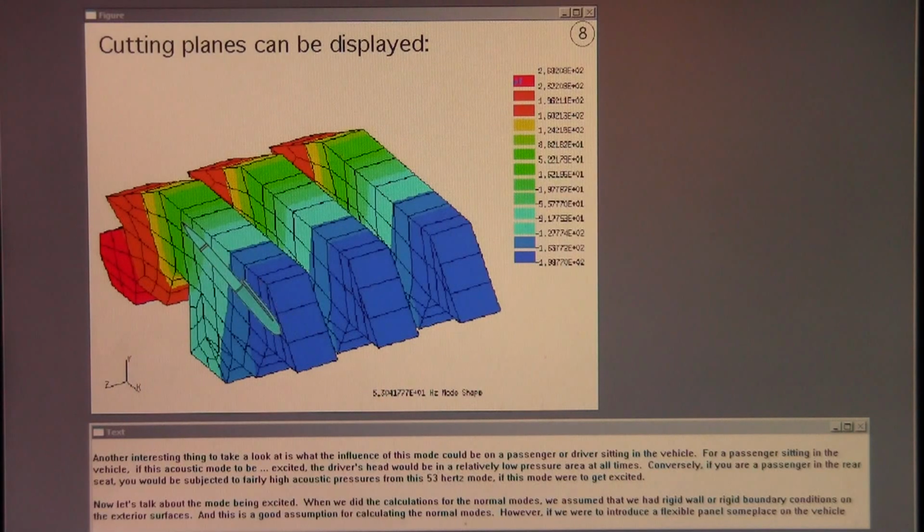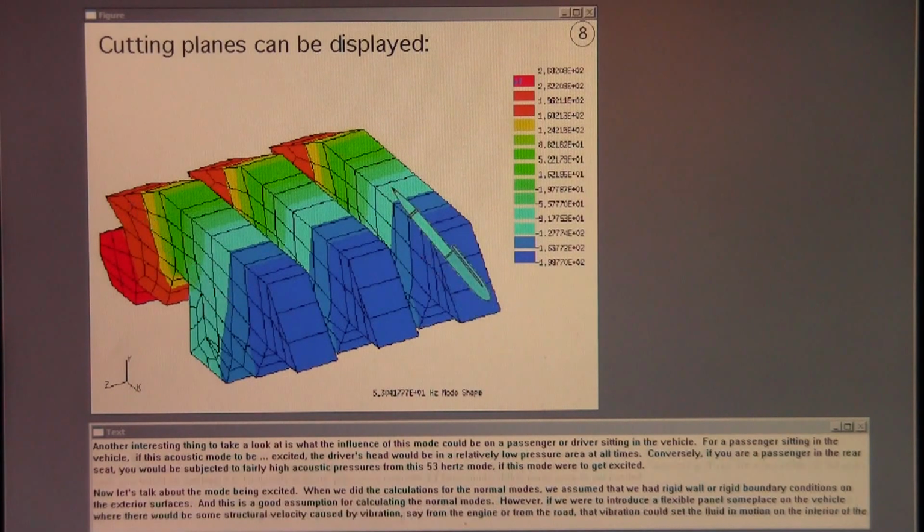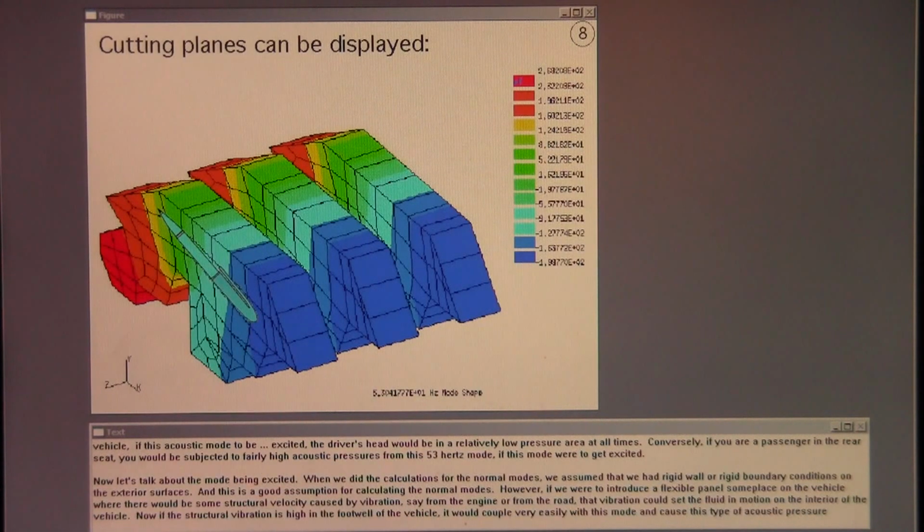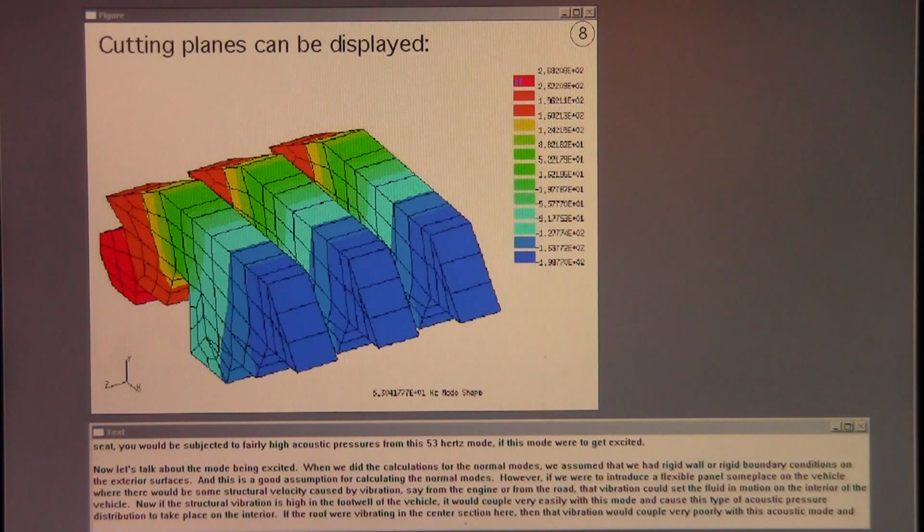Now let's talk about the mode being excited. When we did the calculations for the normal modes, we assumed that we had rigid wall or rigid boundary conditions on the exterior surfaces. And this is a good assumption for calculating the normal modes. However, if we were to introduce a flexible panel someplace on the vehicle where there would be some structural velocity caused by vibration, say from the engine or from the road, that vibration could set the fluid in motion on the interior of the vehicle.